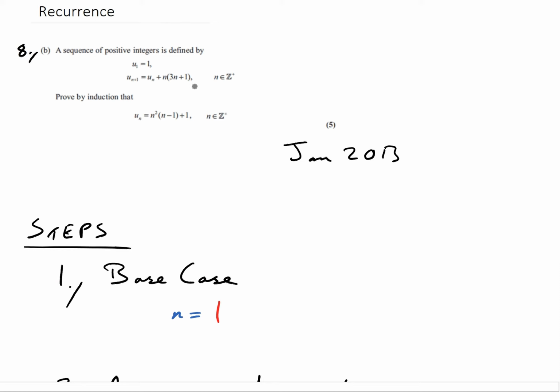That's given to us. And here is the recurrence relation. So the next term is given by the previous term plus whatever that previous term number is, times 3 times that previous term number plus 1. Okay, so using this we can find the next term. So proof by induction, here's what we are asked to do. We prove by induction that the nth term is given by this formula, n squared times n minus 1 plus 1. And again, we're just dealing with positive integers because that's what proof by induction deals with.